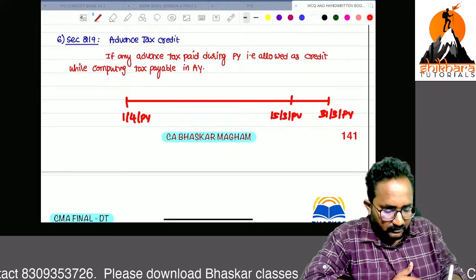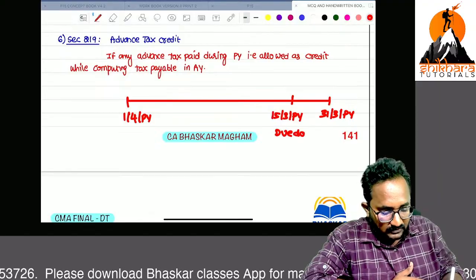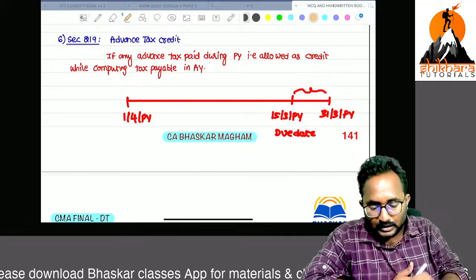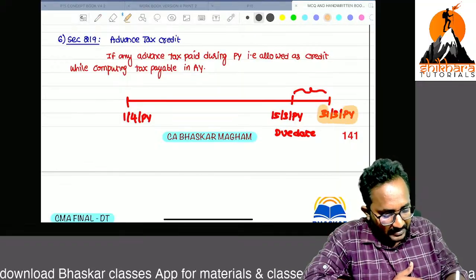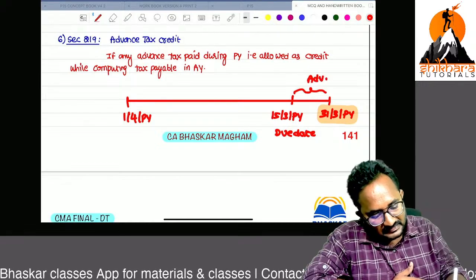So that's why I will say one thing. Yes, they have mentioned it as a due date. Before this due date, you have to clear. But on or after this date, but before the last day of the previous year, if you paid any tax, that is also treated as advance tax only.